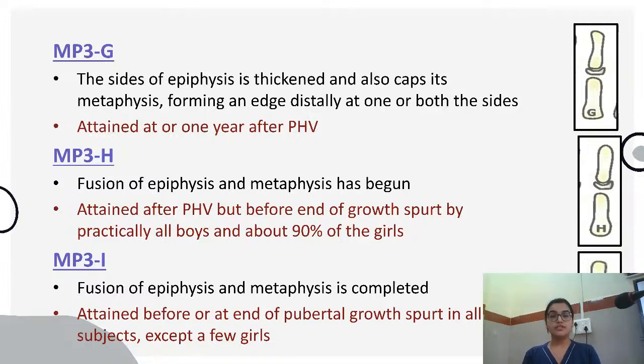Then MP3H stage. In this stage, the fusion of epiphysis and metaphysis has begun, and it is attained after peak height velocity, but before the end of the growth spurt, by practically all the boys and about 90% of the girls. Then MP3I stage. In this stage, fusion of epiphysis and metaphysis of the middle phalanx is completed, at the end of the pubertal growth spurt in all the subjects except a few girls.